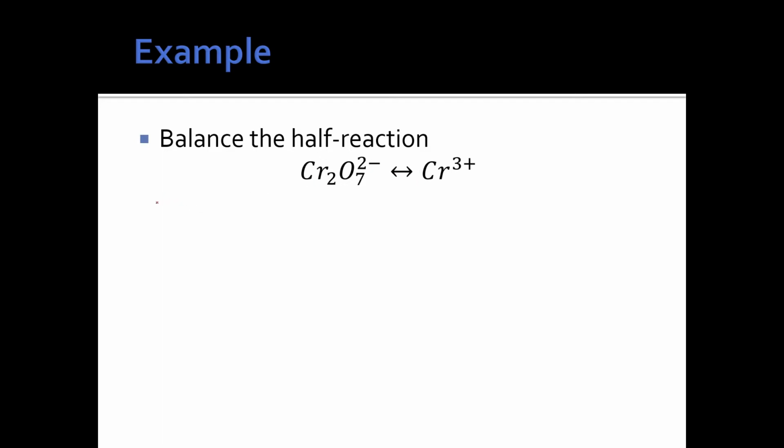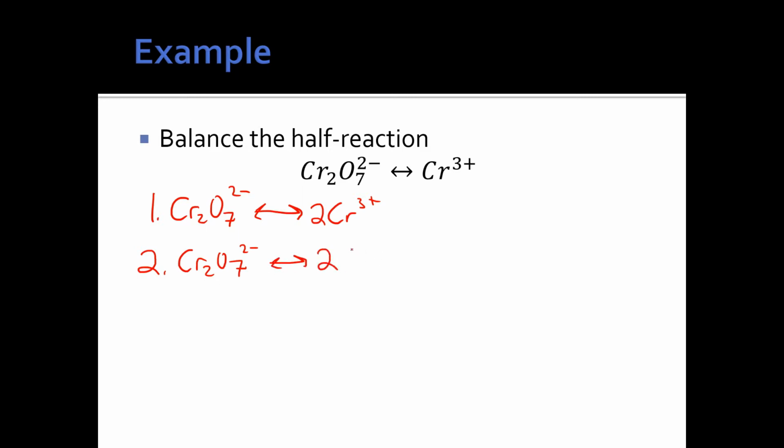Let's see. So first step, we'll balance the major atoms. In this case, the only non-oxygen, non-hydrogen atom is the chromium. So I need 2 of them. So let's put a 2 there. Second step, balance out the oxygens by adding water. So let me just write this out. Now I'm going to add some water. I need 7 oxygens, so I'm going to add 7 waters. Step 3 is balance the hydrogens. So I've just added 7 waters to my product side, so that's going to give me 14 hydrogens. So I'm going to have to add 14 hydrogens to this side.